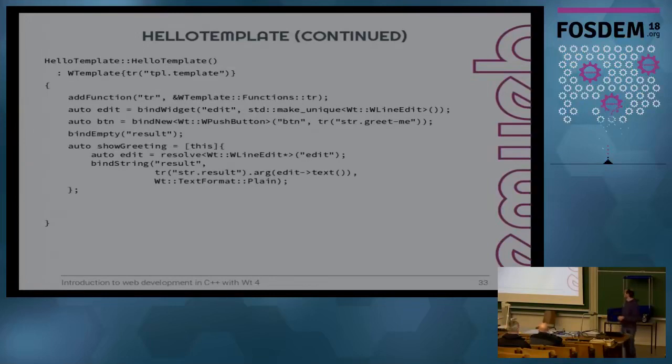Then we can define this show greeting function like this. So we could have captured the edits, but to show another feature, we can also use the resolve function, which will try to find this variable inside of your template. And if it finds it, and if it can cast it to the type you give it, then it will return a pointer to that. Otherwise, it will just return a null pointer. And then with bind string, you can bind a string to a variable. So we'll use this results string and then set the text format to plain again, because the default is XHTML. And then we connect our signals like before.